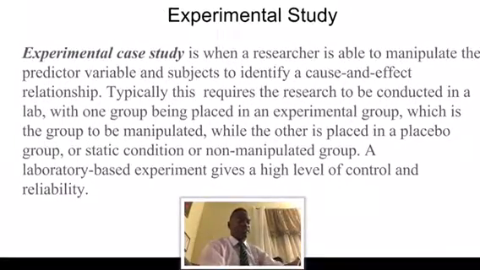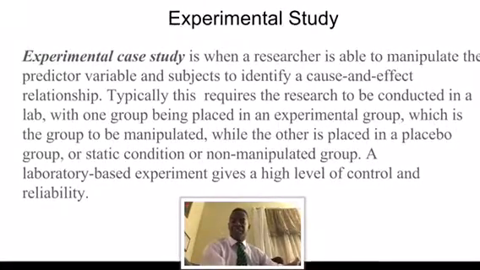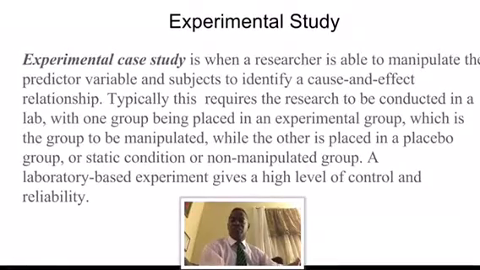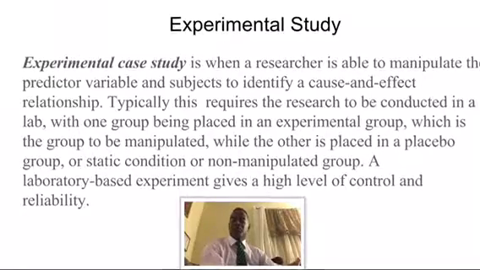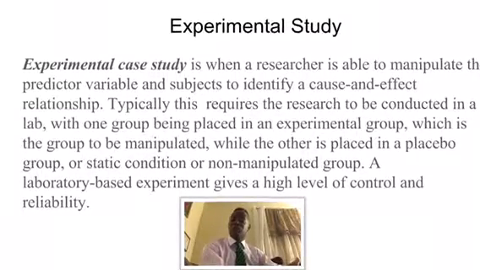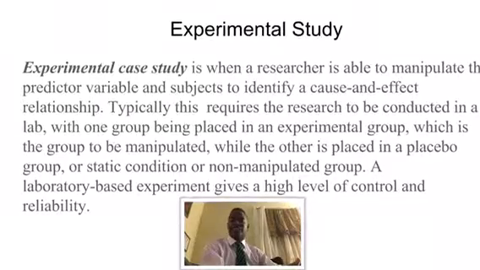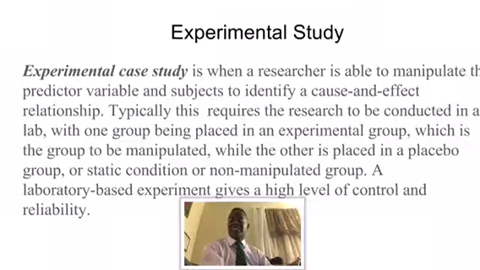Experimental studies. An experimental study is basically a cause and effect type of relationship we're looking for. We're looking for an experimental group and a control group. Our experimental group will be the group that we manipulate, whereas our control group will be the group that is static. We don't do anything to that group, but simply let them progress as they naturally would.